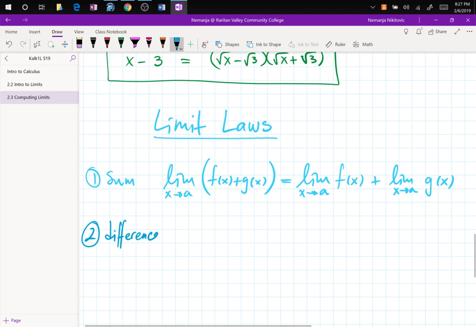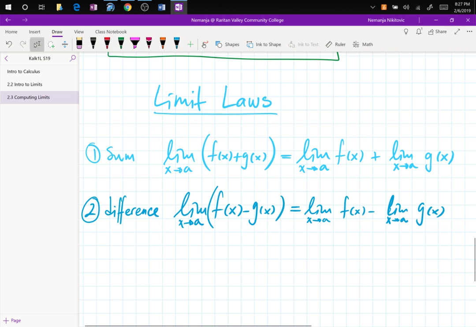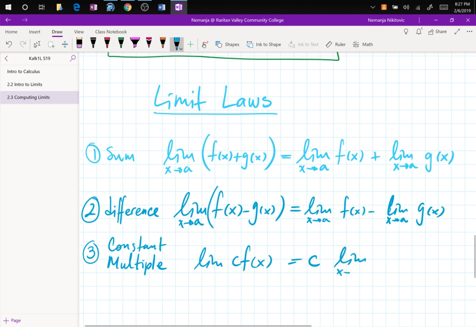Number 2, difference. Which is limit of f of x minus g of x, and it will be the same thing. I'm just going to drop this x goes to a because it's everywhere. Or maybe I won't. Three is the constant multiple. So if you have a number multiplying the function, you can kick that number in front of the limit. That's a really cool thing.